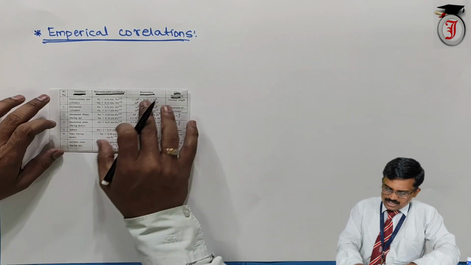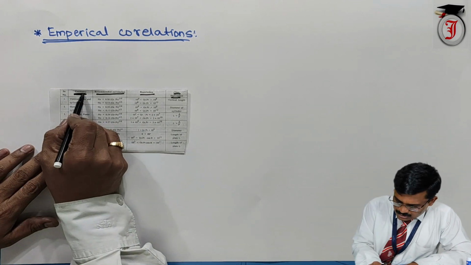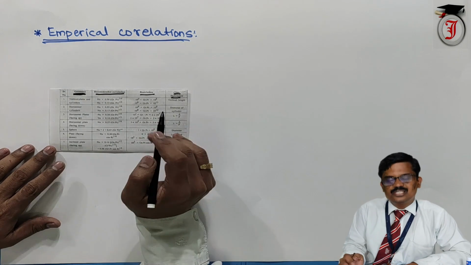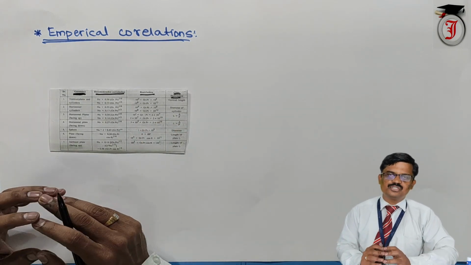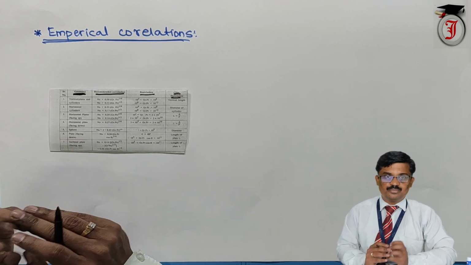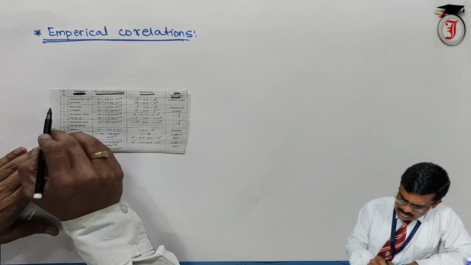So in this table we will focus on the first column, that is geometry, and we have to focus on the characteristic dimension. Characteristic dimension means the shortest distance between the maximum and minimum temperature. So let us discuss the first point.